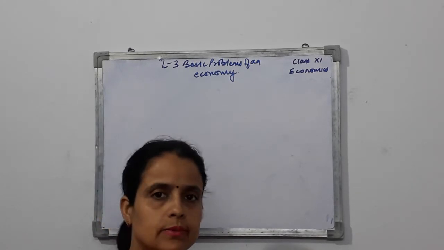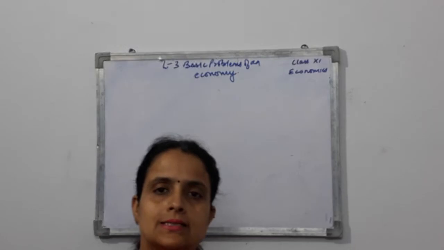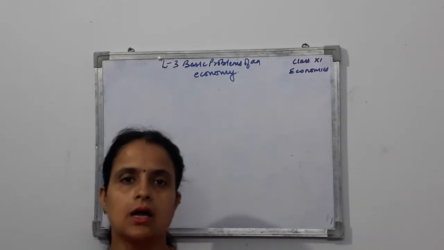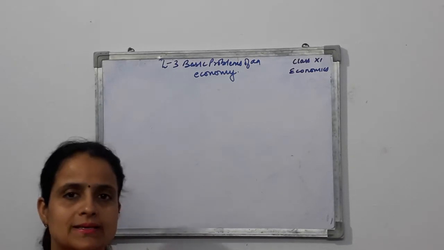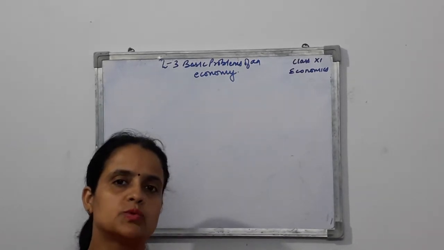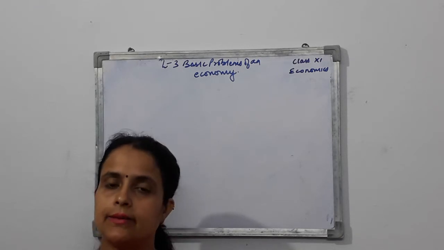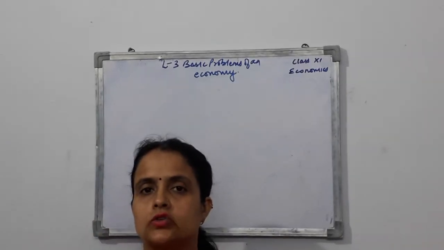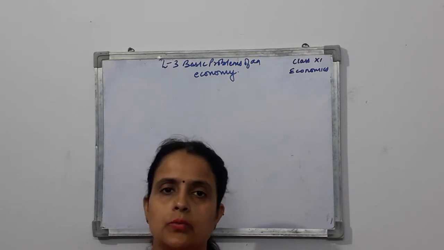So we are in lesson number 3, and lesson number 3 is basic problems of an economy. In this lesson till now we have studied what the basic problems of an economy are. When we say basic problem, what we basically mean is the problems which exist in any kind of economy, whether it's developed, underdeveloped or developing economy, right? So we did the problems: what to produce, how to produce and for whom to produce.